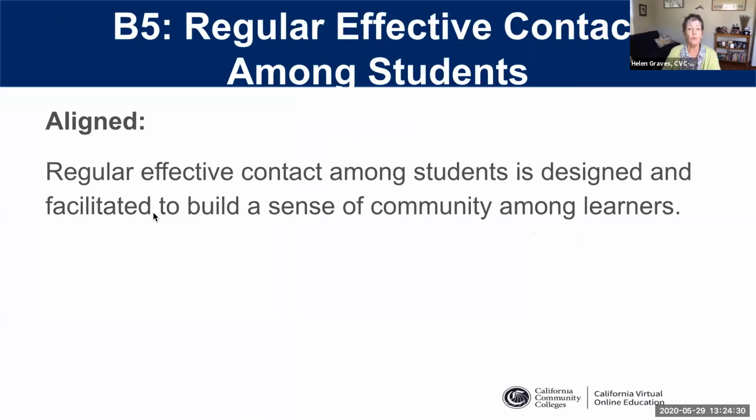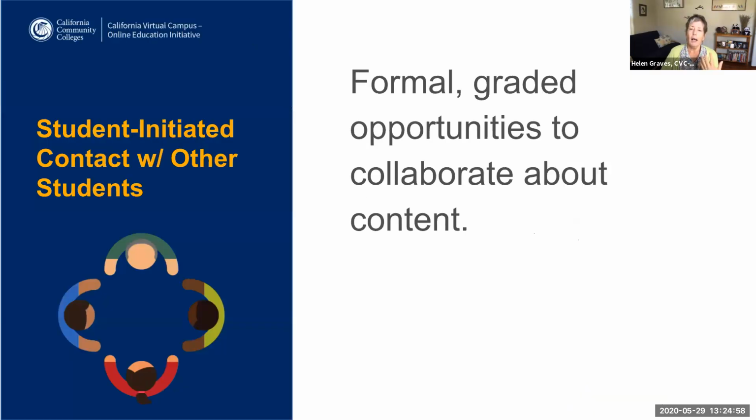The next one, B5, is similar, but I'm going to tell you how it's distinct. It's regular effective contact among students, and these are the structured interactions about course content. The aligned definition says, regular effective contact among students is designed and facilitated to build a sense of community among learners. So, as I said, it's the more formal graded opportunities to collaborate about the content itself.